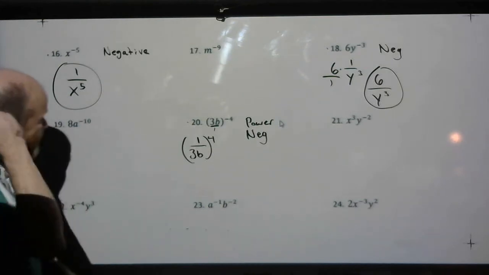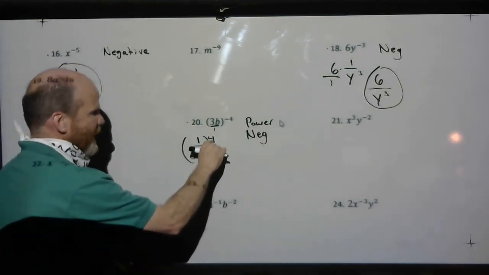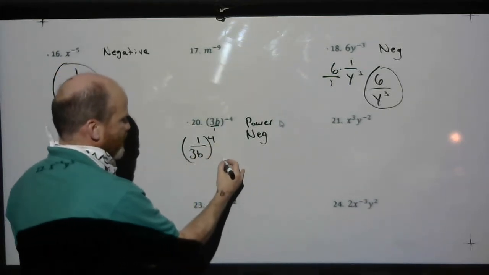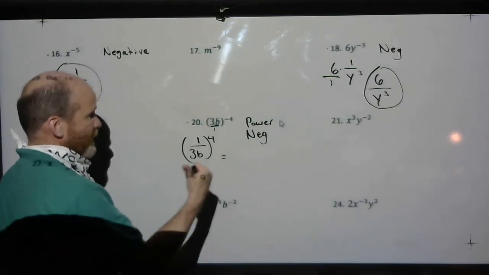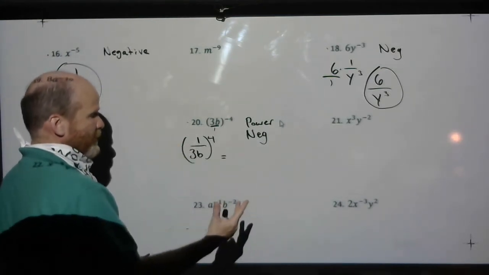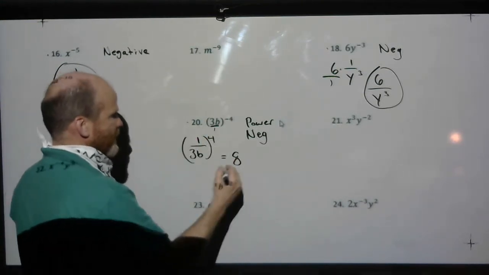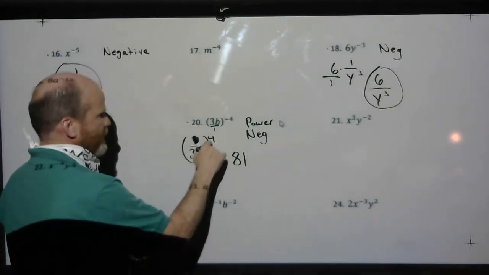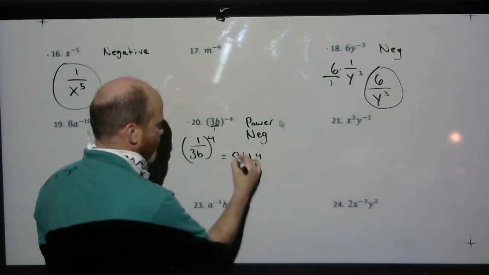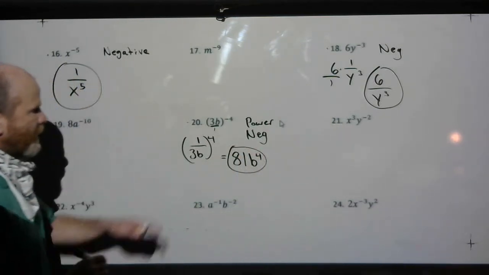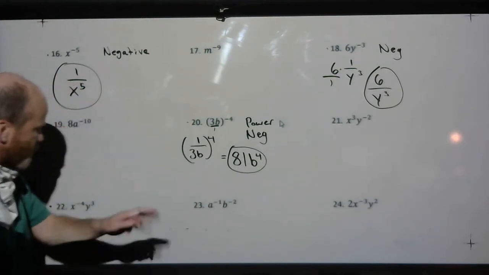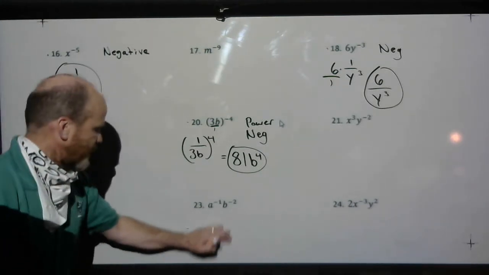Okay, now I can continue by applying this exponent to my 3 and my b, and that's going to be equal to 3 times 3 is 9, times 3 is 27, times 3 is 81. So 3 to the fourth is 81, and then b to the fourth. Again, anytime you see that negative exponent, we're just going to go ahead and flip it.